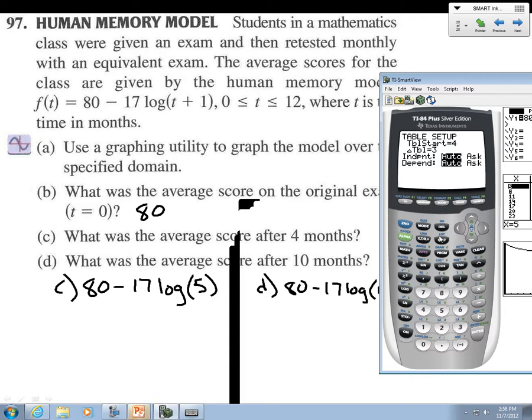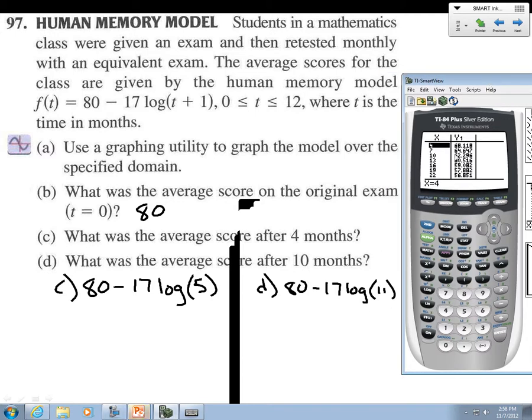Change this to 4. If we plug in 4, and then it adds 1 to 5, we get 68.118. And if we plug in 10, which turns into 11 after we add the 1. If x is 10, or t in this case is 10, then our answer is 62.296.